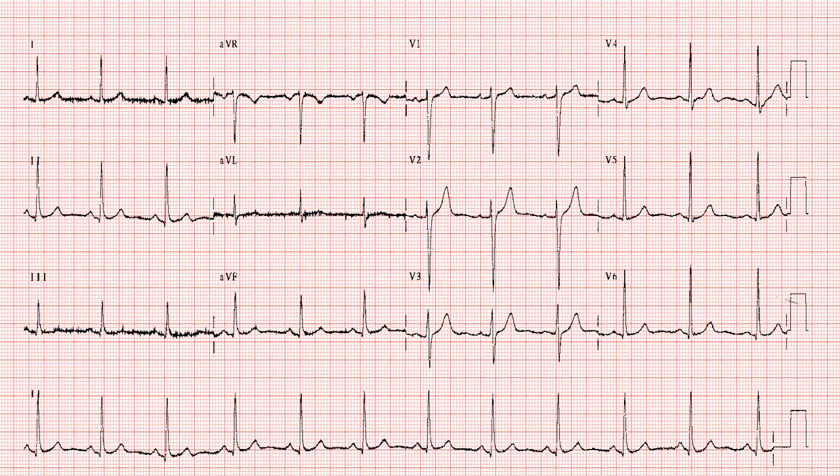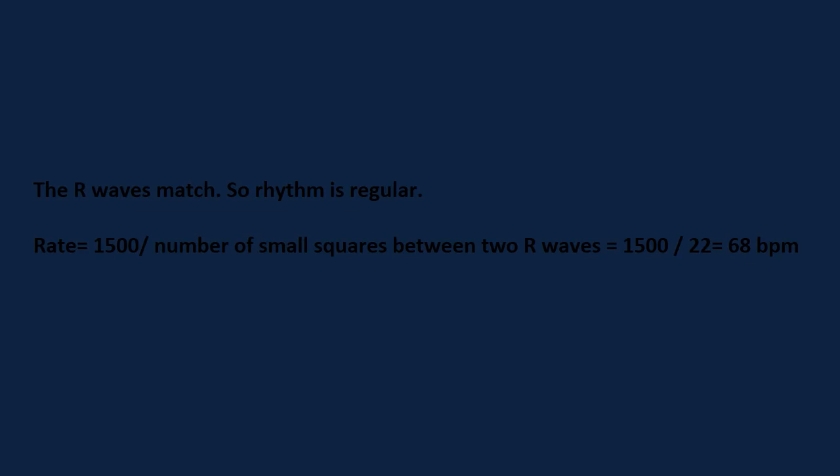So using the formula 1500 divided by 22, you get the rate as 68 beats per minute. Yeah. So this is only when it's regular.